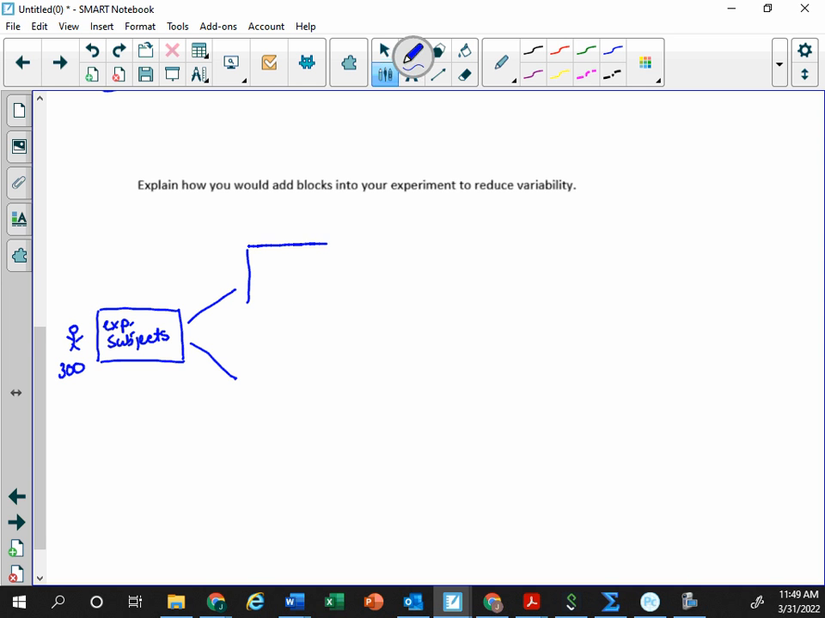I'm going to block. First step here. Block. And again, this part is not random. We're doing it for a very specific reason. So I'm going to group female and male. Okay, I'm going to group by gender.